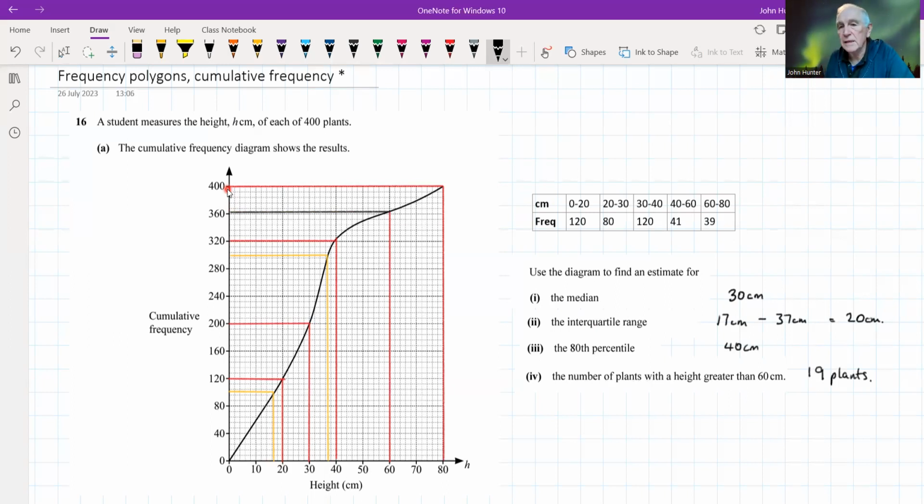We could find these things out from the data. We could plot our way through the 400 readings and actually, for this last one, we could count the number of plants, couldn't we, with height greater than 60 centimeters. But that data isn't available to us. So we're going to deduce it on an estimate basis from our graph. Okay, so that is a cumulative frequency graph, and it helps us to estimate medians and quartile ranges, and something like this last question here, number of plants with a height greater than 60 centimeters.